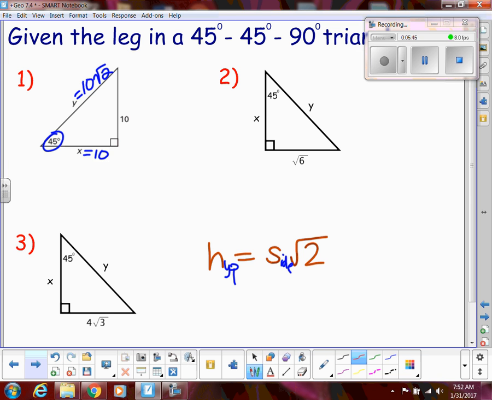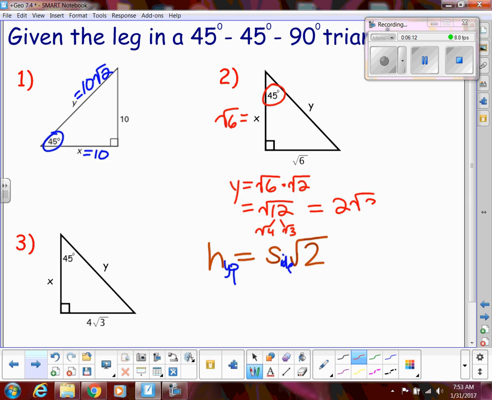So again, over here, this is 45-45. So this other side has to be the square root of 6. Now this one might take a little bit of calculation, but y is just going to be my side length, which is square root of 6, times the square root of 2. So we know that that'll be the square root of 12. And then if we simplify that, remember that'll be 4 and 3. So if I simplify that down, that'll be 2 root 3.